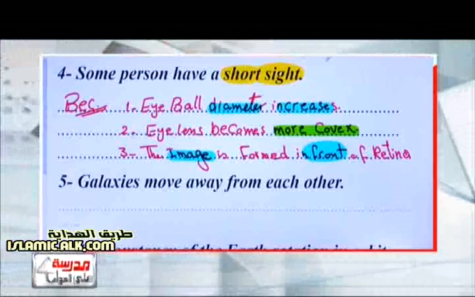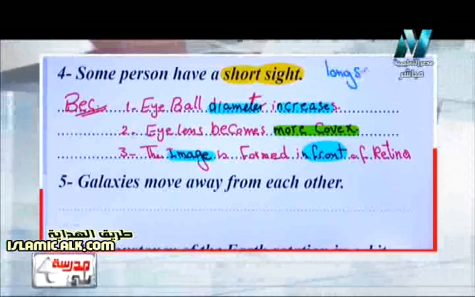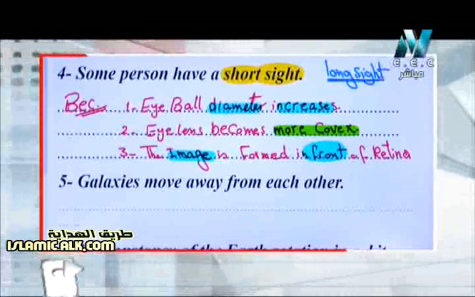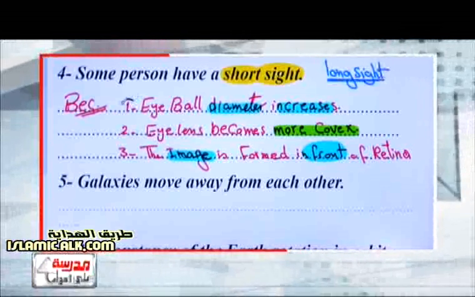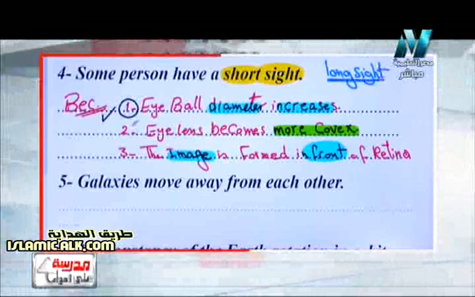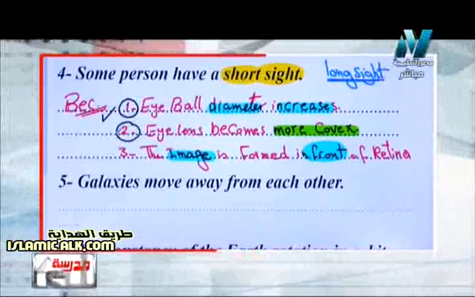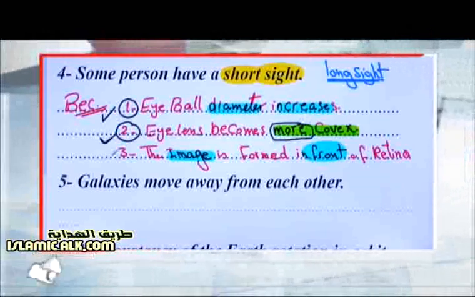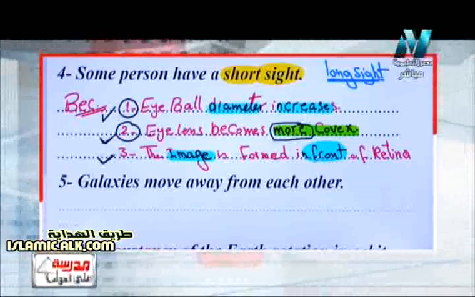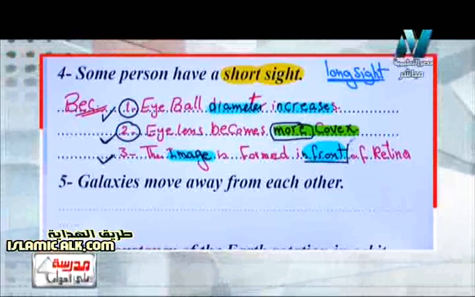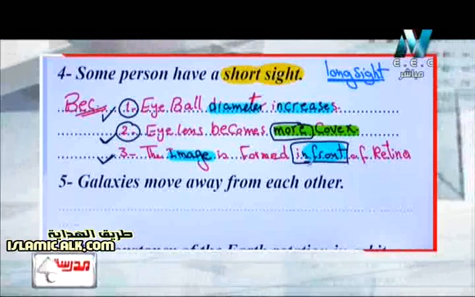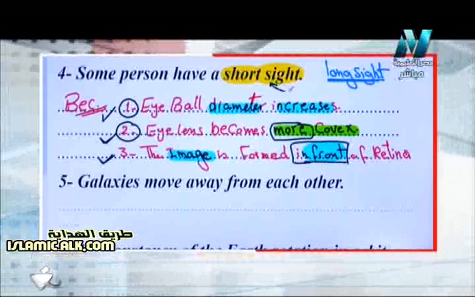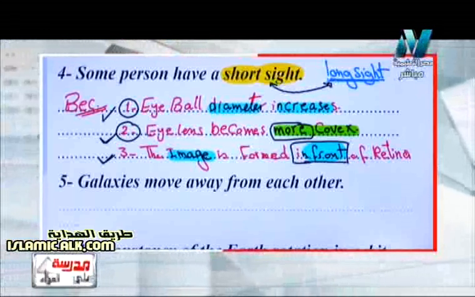طبعا if we talk about long sightedness عندنا طول نظر, we have other opposite answers. يعني لو انا بتكلم على long sightedness, okay, we have other opposite 3 reasons. Eyeball diameter decreases. Eye lens becomes less convex. بدل more بقى هتبقى ايه؟ Less convex. Number 3, image is formed after, not in front of, the retina. هتبقى after أو behind the retina. If we know or remember the 3 reasons of short-sightedness, we can remember the 3 reasons of long-sightedness.